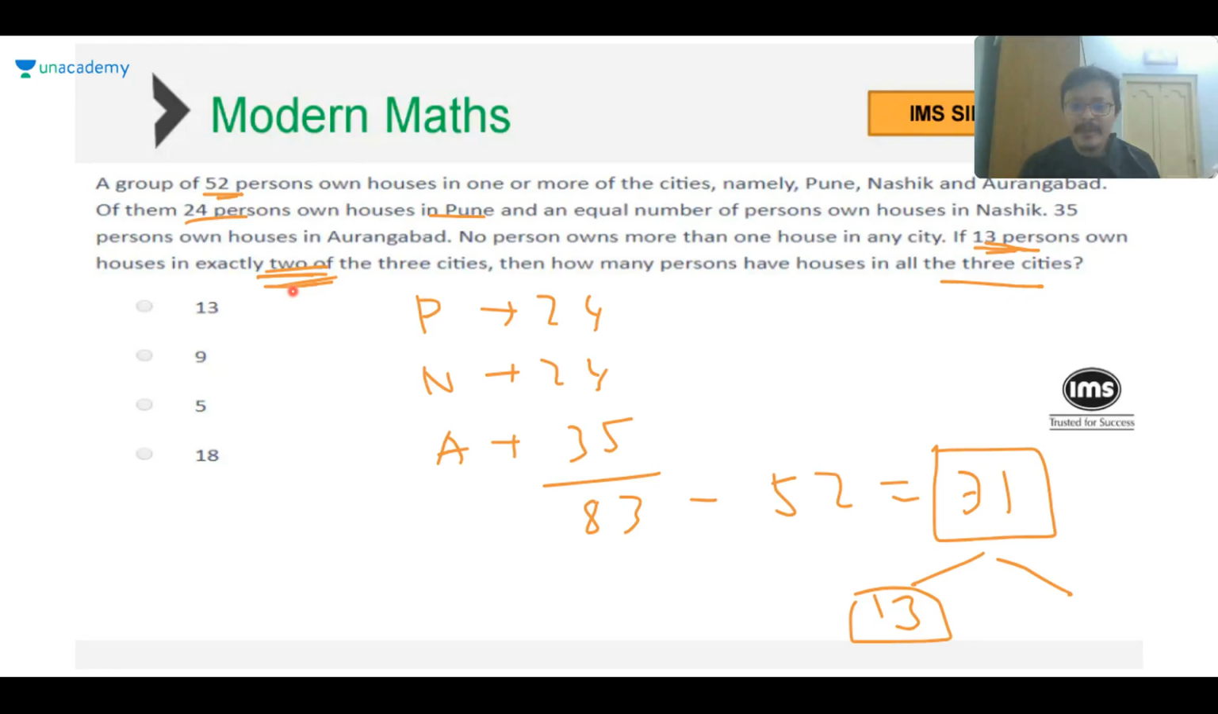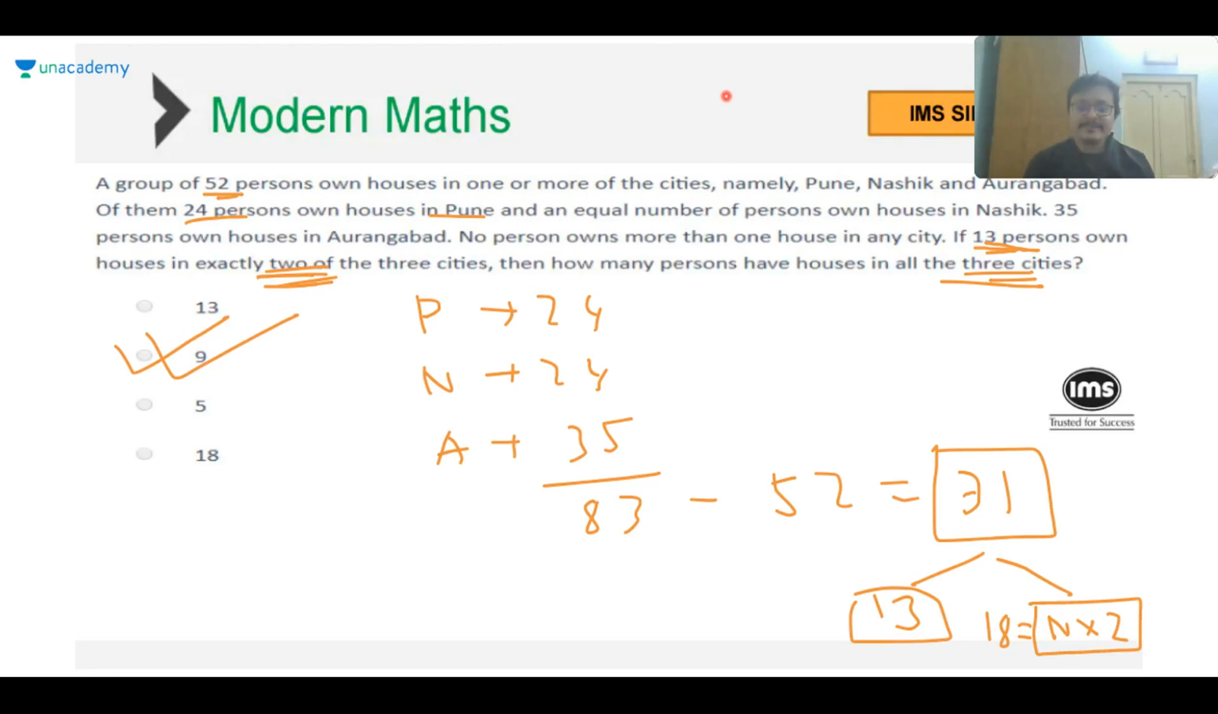What is the other source of double counting? The other source of double counting is those people who are having houses in three cities. Everybody who has houses in three cities is getting counted twice. So if there are n such people, they are getting counted twice, and the total is 31. So if this is 13, this is 18. So n into 2 is 18, which means n is 9.